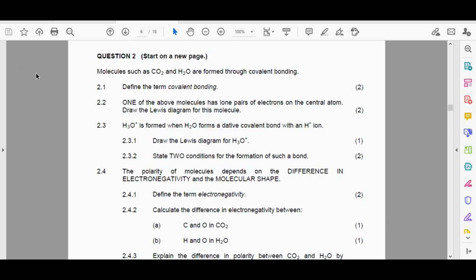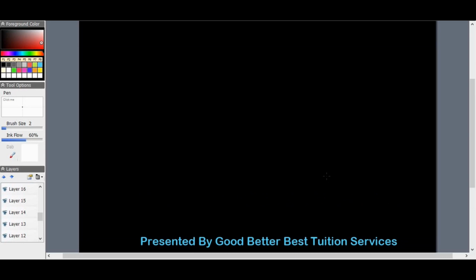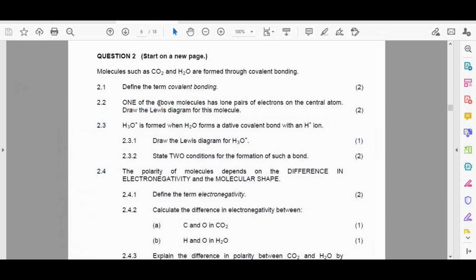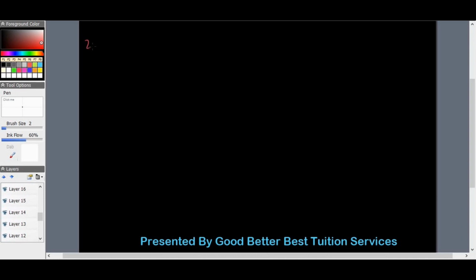So let's just have a quick look at 2.2. It says one of the above molecules has lone pairs of electrons on the central atom. Draw a Lewis diagram for this molecule. That's pretty easy. We know CO2 was the first one there. It said molecules such as carbon dioxide and H2O are formed through covalent bonding. So one of those has lone pairs, and we know for 2.2 that one is water. So we draw water.